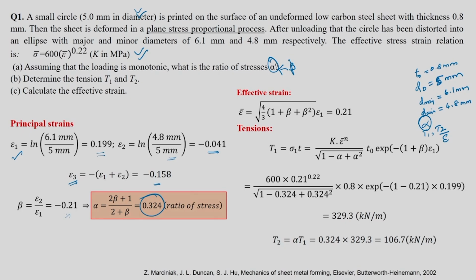Then we need to get the effective strain. It is understood that it is the von Mises equation, so epsilon bar is square root of 4 by 3 into 1 plus beta square, into epsilon 1. You substitute this beta value here, and you will get epsilon bar as 0.21. And the tensions T1 and T2 can be obtained.